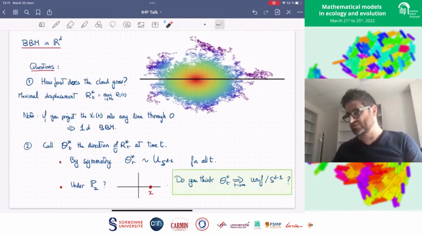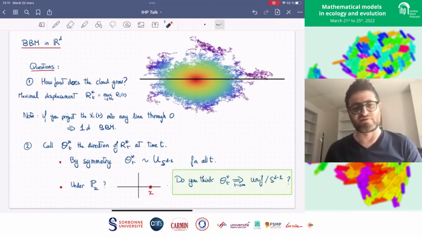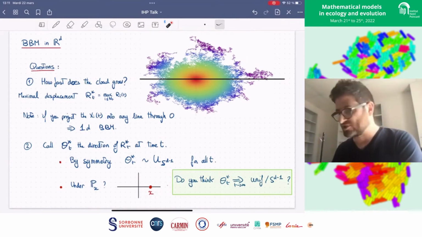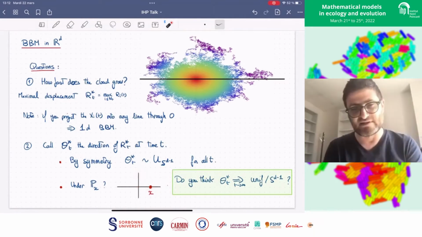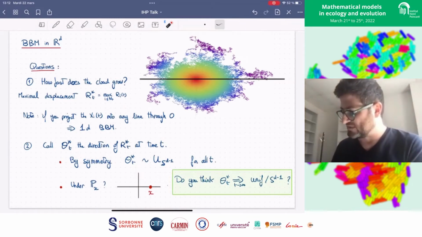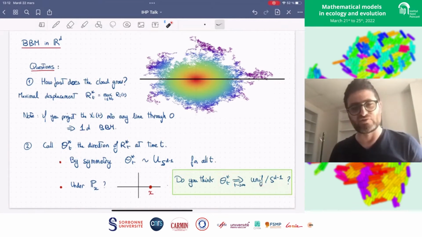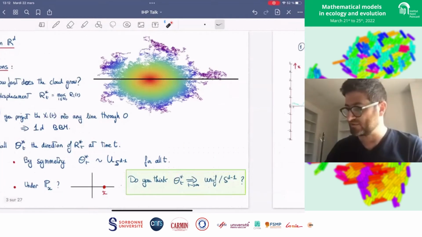But let's say now, instead of starting with one particle at position 0 at time 0, I start at some non-zero position, say position small x here. So at large time, do you think that you will remember that you've started in this direction, and are you more likely to find your maximum displacement in this direction than say in this direction? So what do you think? Is it true that the distribution of theta star of t still converges to the uniform, which would mean that you forget this initial advantage, or will you remember this initial advantage forever? Okay, so let's see what happens.